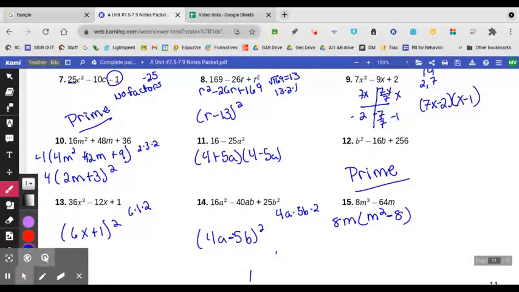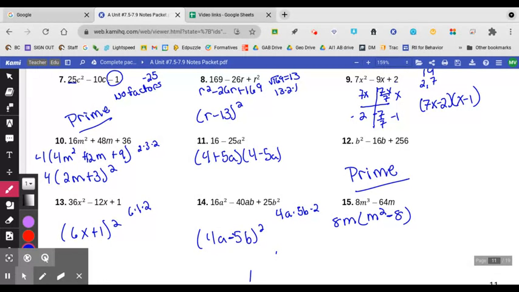Number 10 is 4 times the quantity 2n plus 3, squared. 11 is 4 plus 5a times 4 minus 5a. 12 is prime because there are no factors of 256 that add to be 16. 13 is a perfect square trinomial again, so it's 6x plus 1 quantity squared. 14, perfect square trinomial, so it's 4a minus 5b quantity squared.